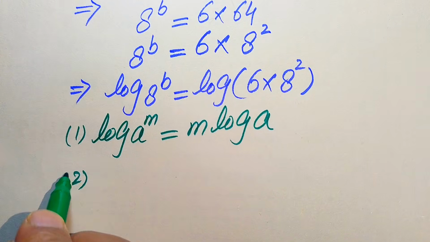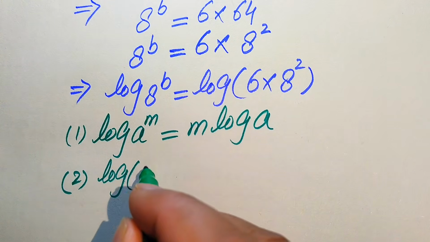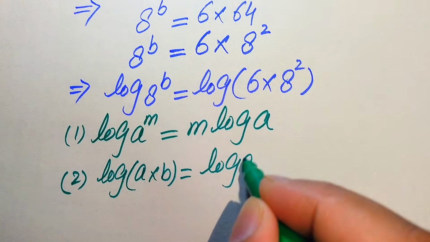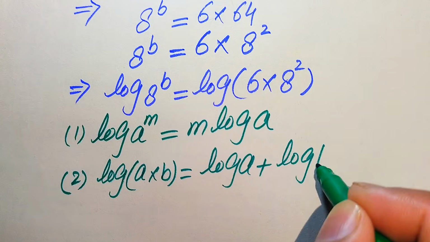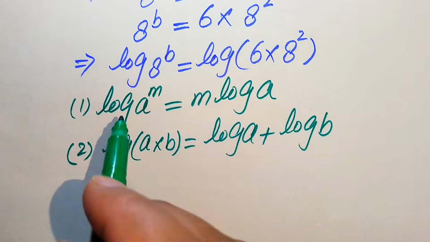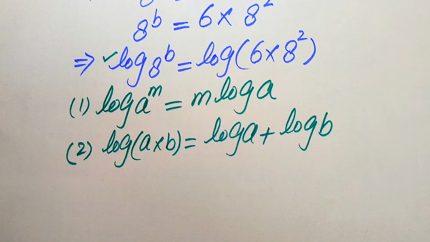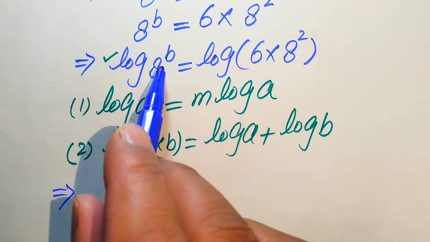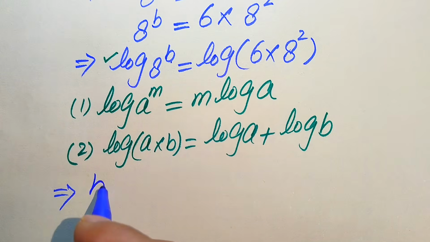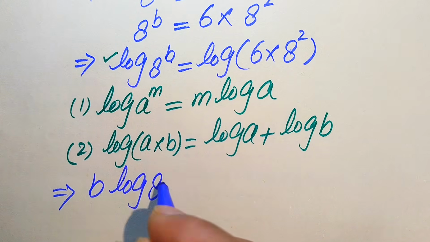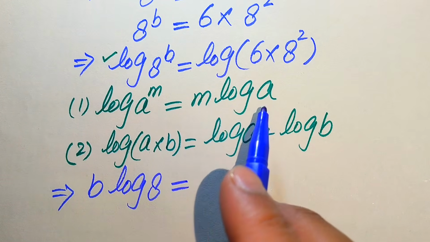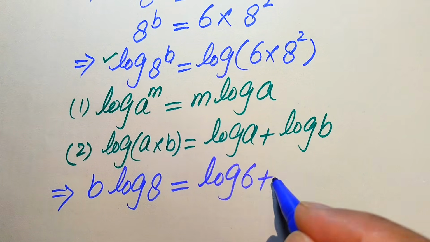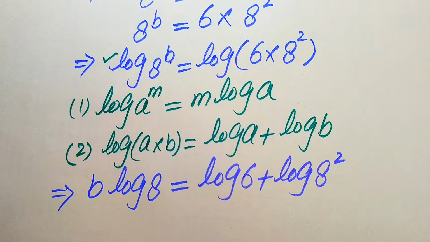And second, we use this property of log. If you have the product of two numbers inside the log, it becomes log of ab is equal to log of a plus log of b. So we apply the first property to the left hand side, and the second property to the right hand side. After applying the exponent property, we move this exponent b in front of the log, and it becomes b times log 8 is equal to, in the right hand side we apply this property of log, and it becomes log of 6 plus log of 8 squared.